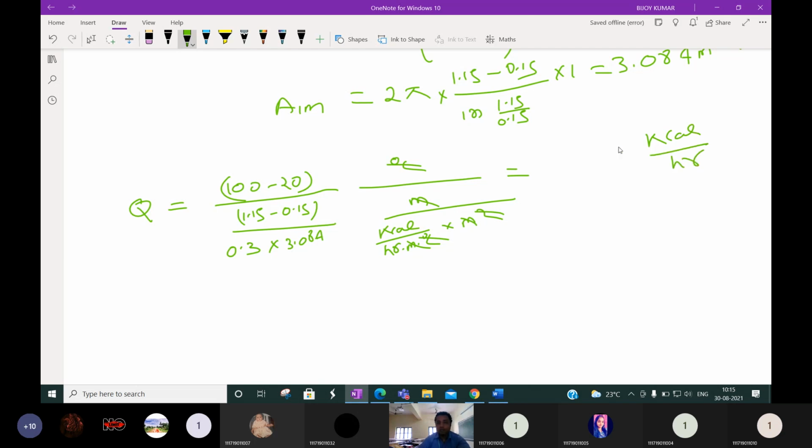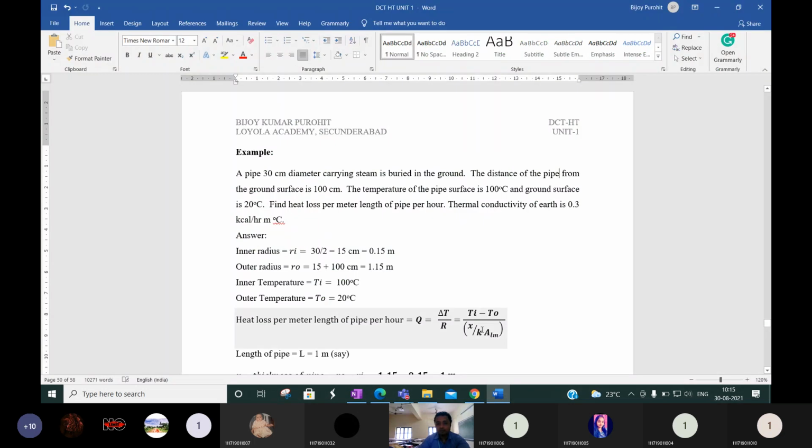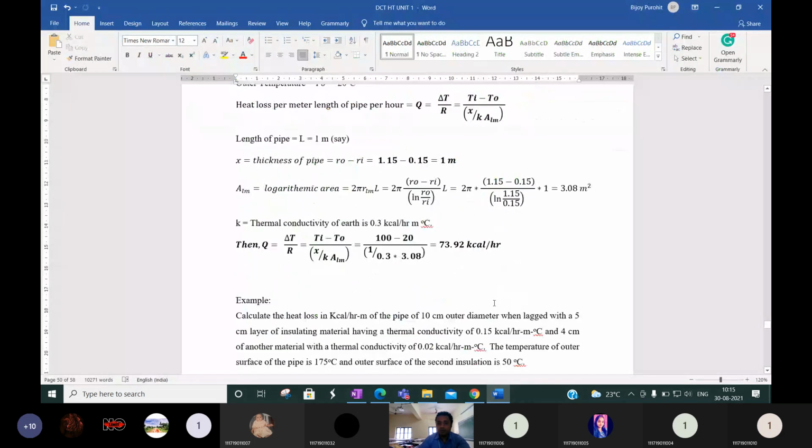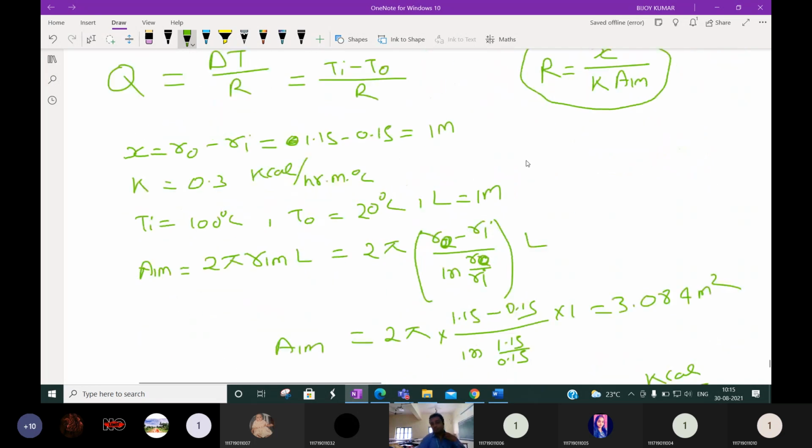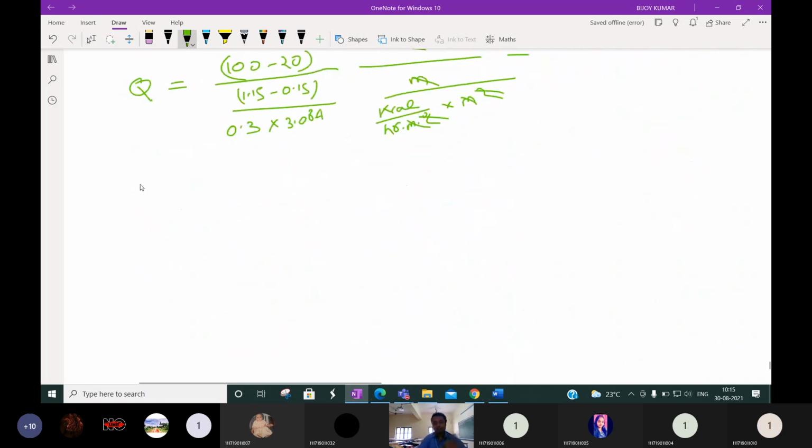And the answer will be how much? It will be 73.492 kilocalorie per hour. This is the heat loss that will occur. So this is what we have discussed up to now: the cylindrical wall, and how the heat is transferred.